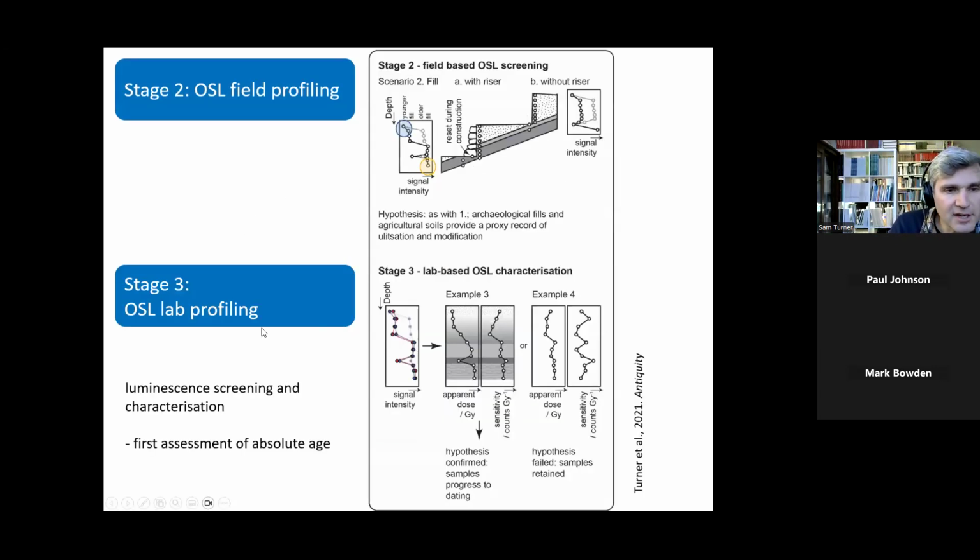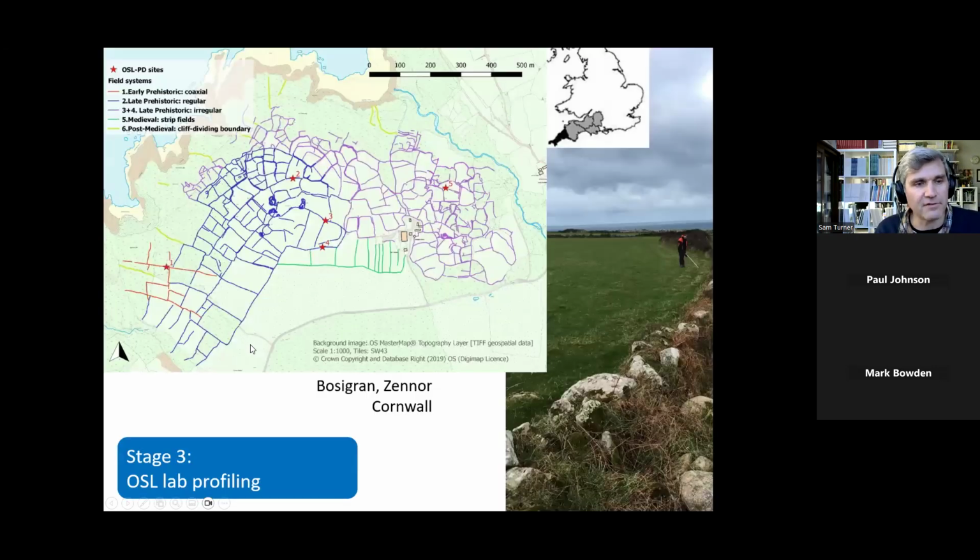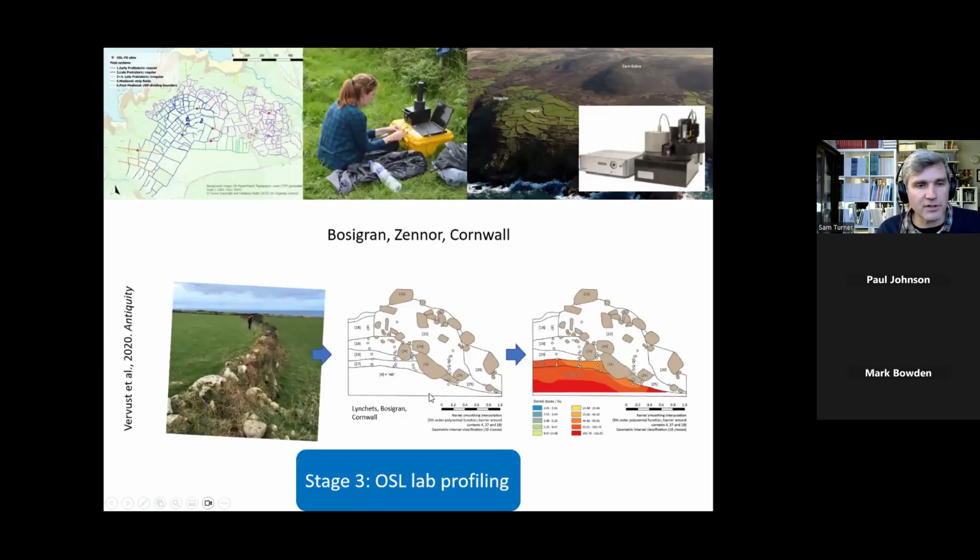A third stage, we take that material back to the lab and we perform a kind of light version of the OSL dating protocol. And that gives us the first indication of absolute age. So that happens in the lab rather than in the field. But that also enables us to understand the site formation much better.